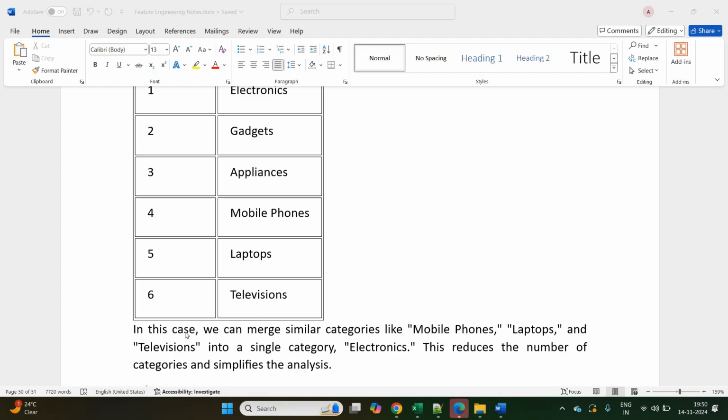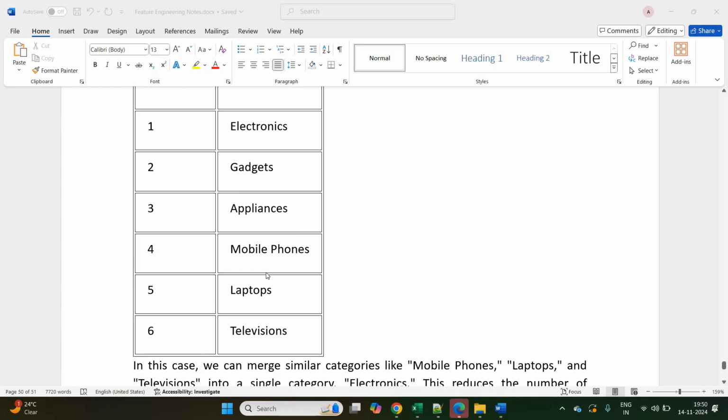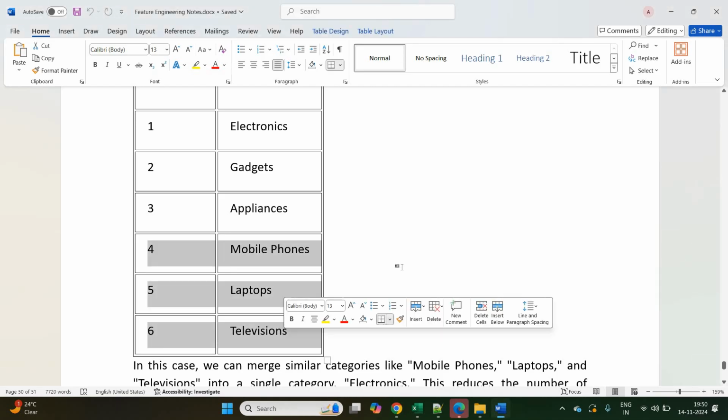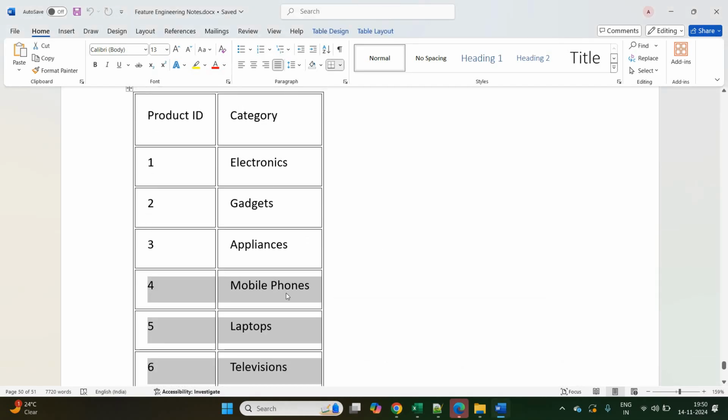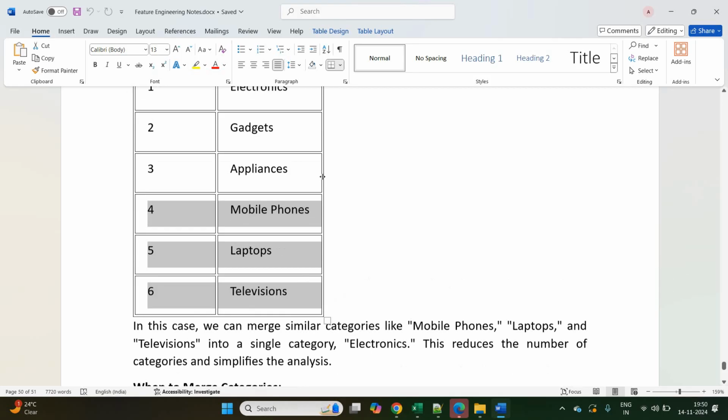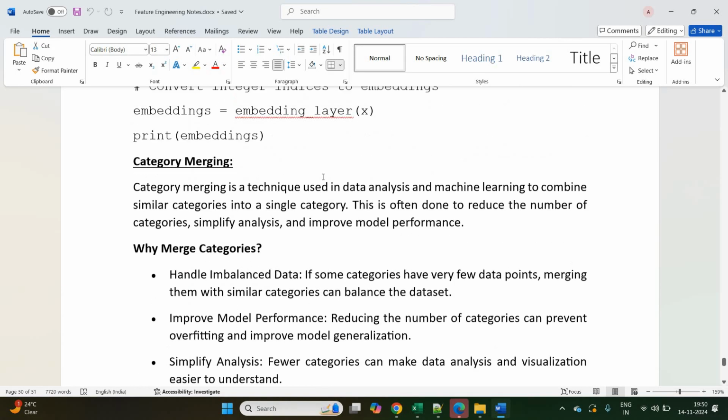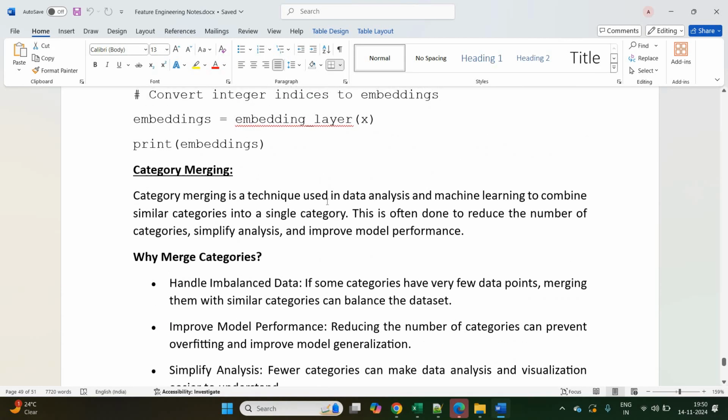So if you put mobile phones, laptop, and television into one category, then you are considering all these three as single. Rather than six, now you have only three. If you are going with binary encoding, you will only need 2 bits to represent these features, so two new columns will be created. And if you are going with one hot encoding, you are going to create three extra columns because a 3 by 3 identity matrix will be needed. This kind of encoding is known as category merging.